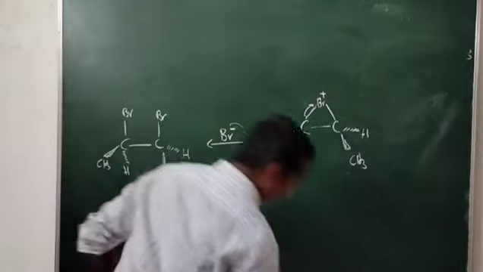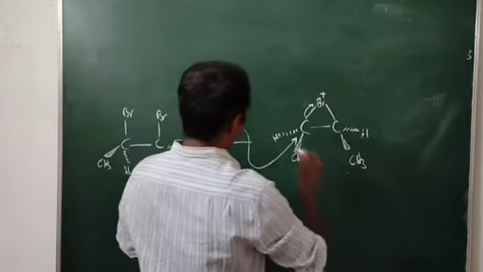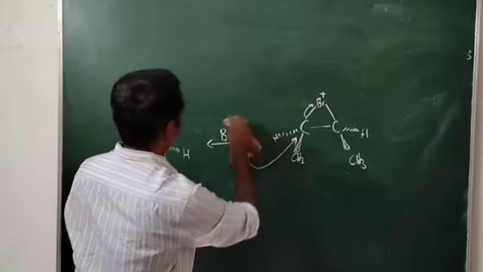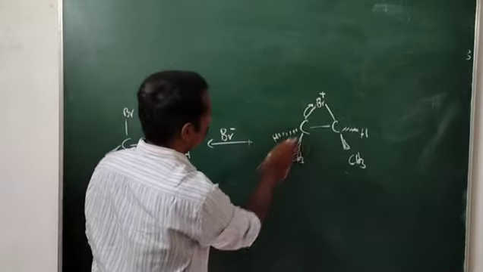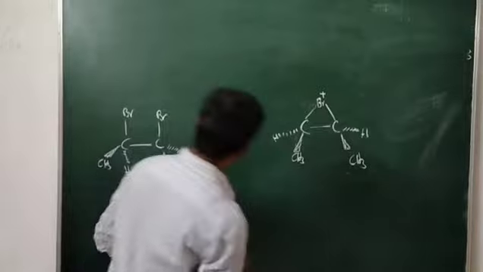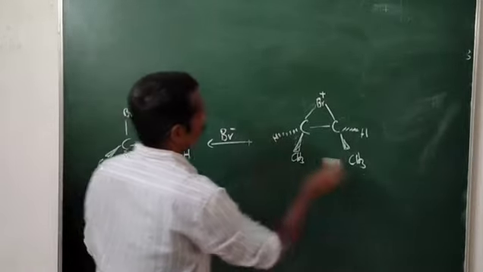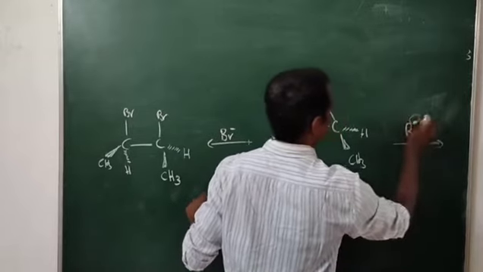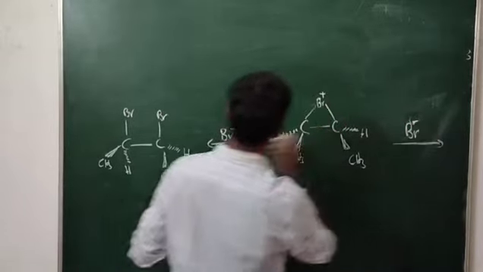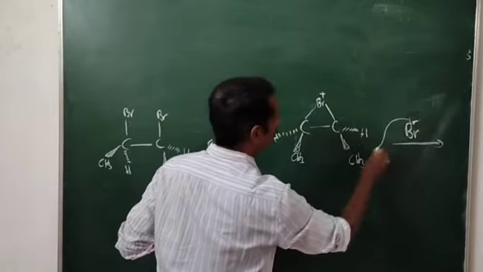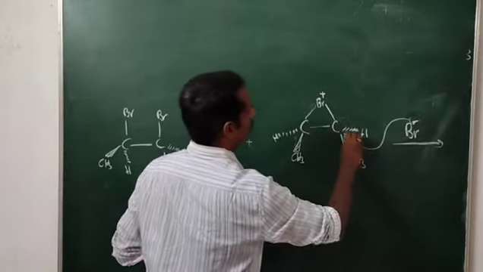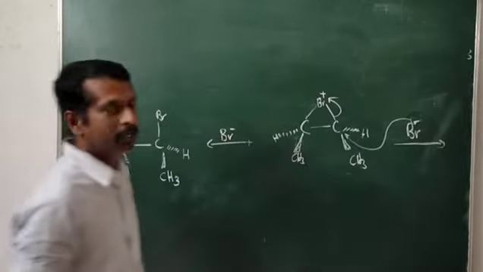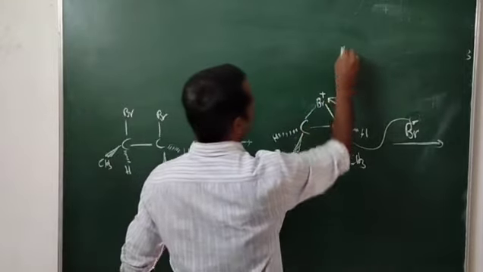One more possibility is there. Suppose this Br minus, one possibility is there, then in the second case, the same Br minus is attacking on this carbon from the backside, and what will happen? This bond is breaking and it will be shifted to here. So what will happen? In that case, we get a structure like this.